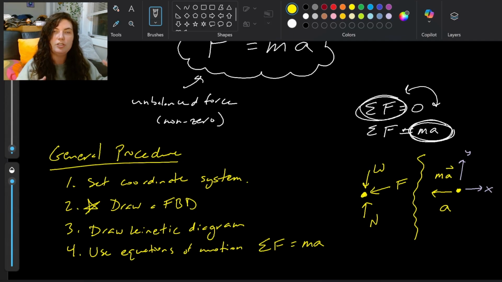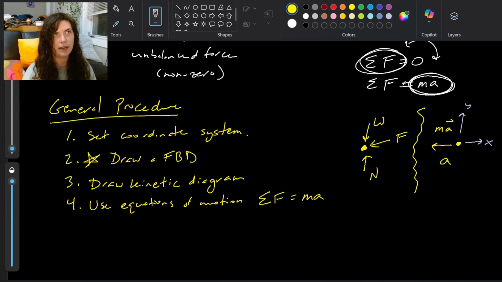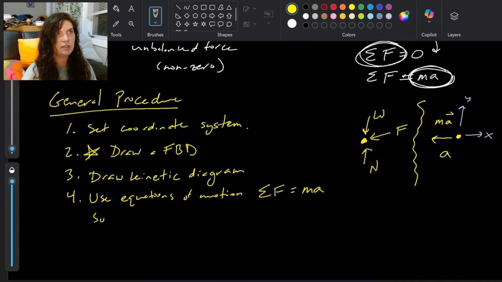So we're going to use each of those equations of motion to solve for any forces or accelerations that we don't know, that we're trying to find. So we can use this to solve for forces or acceleration unknowns.